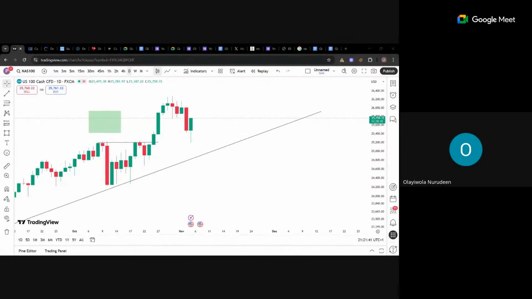Okay, hello, good evening. So basically, from what I'm seeing, it looked like a ranging market before the market moved to the support, before it broke the next higher high. The next higher high. Yes.